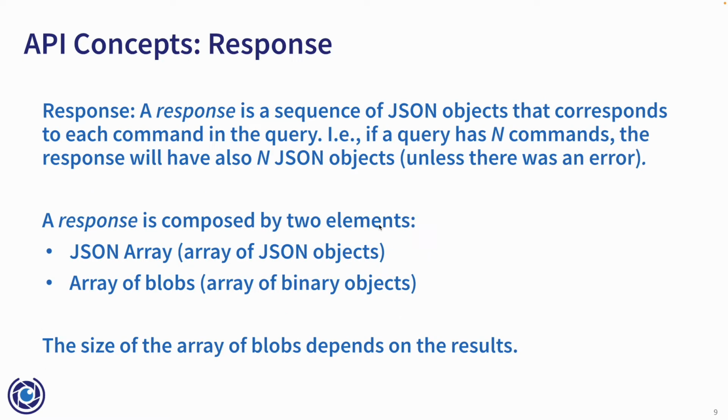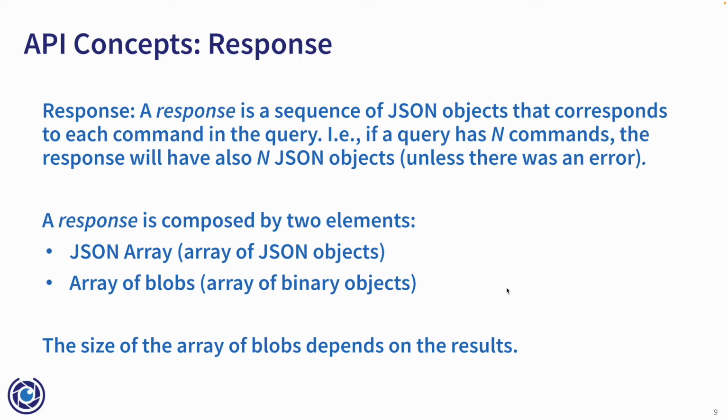In a very similar way, we have a response to every query that we send. A response is a sequence of JSON objects that correspond to each command in the query that we send. So if the query has n commands, the response will also have n JSON objects, unless there was an error, which is a special case. A response is composed of two elements, essentially: a JSON array of objects that correspond to the commands, and optionally, an array of blobs.